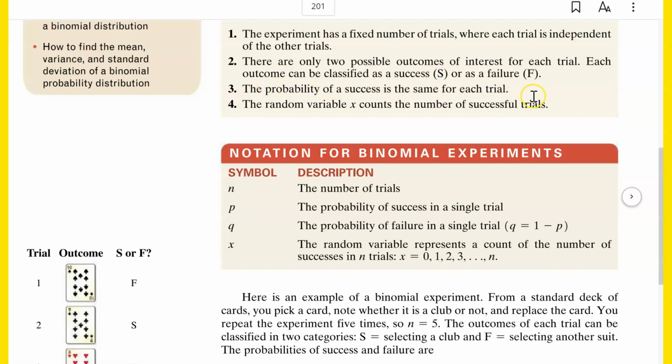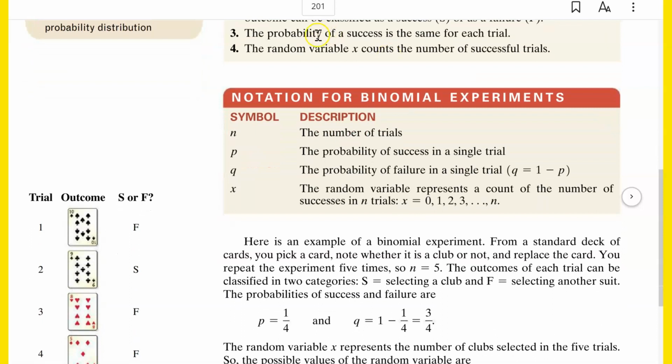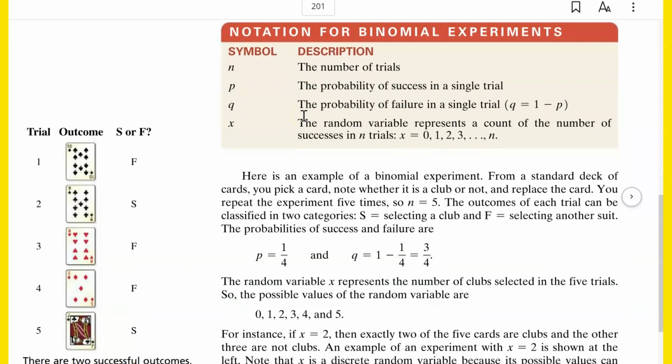Number 3, the probability of success is the same for each trial. That's important too. It has to be the same probability of success each time. We'll talk about that later. And the random variable x counts the number of successful trials. So here are the symbols for binomial experiments. N is the number of trials. P is the probability of success in a single trial.